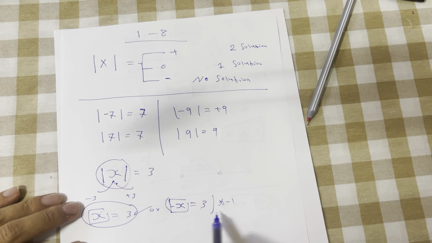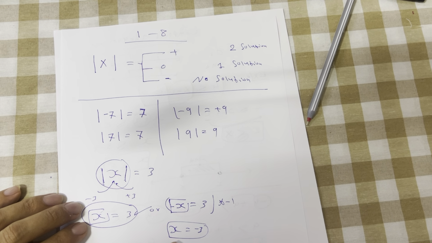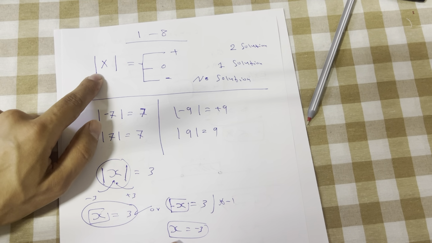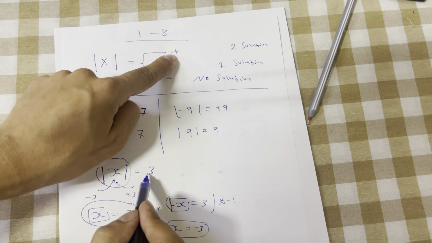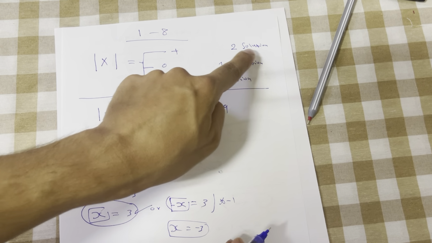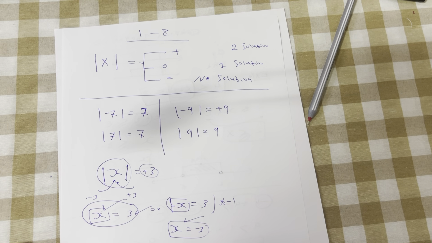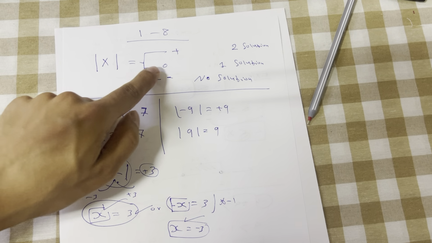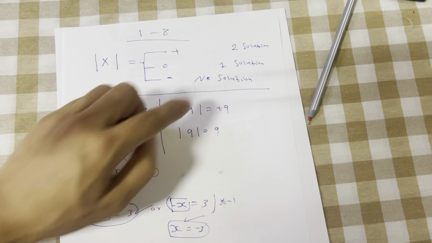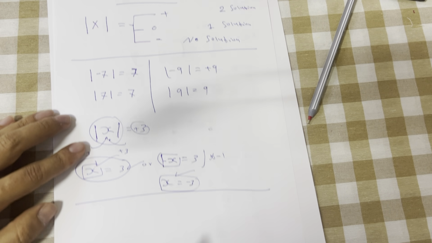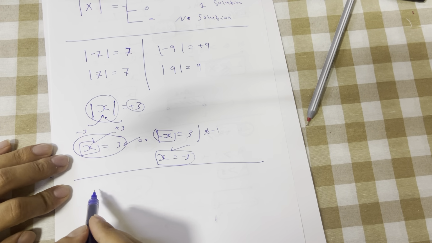I have to multiply both sides by negative 1, so it will be negative 3. So I have two solutions. Okay, so that's why I tell you that if I have absolute value and it equals a positive number like that, I have two solutions, 1, 2. If it equals 0, we have one solution. How? Let me prove to you.